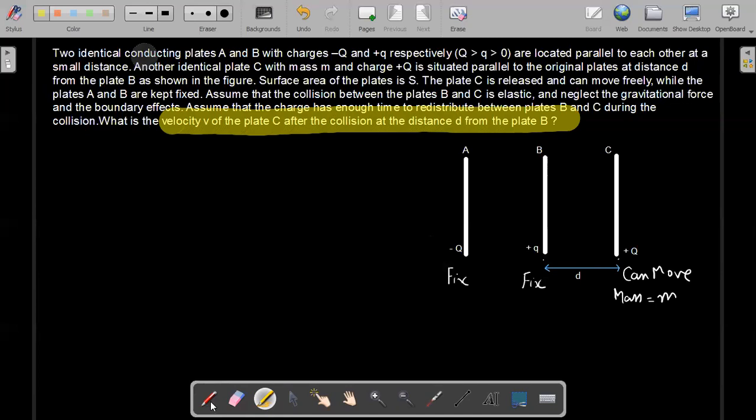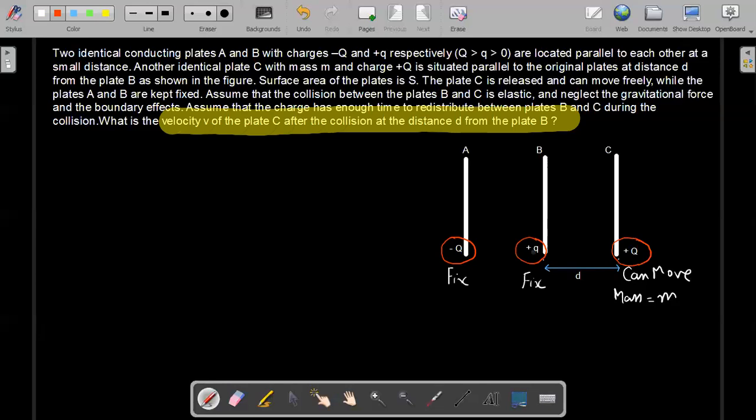So we will solve it in 3 steps now. First of all, the distribution of charge in this case will be: you have minus Q at this plate, plus small q here, and plus capital Q here.